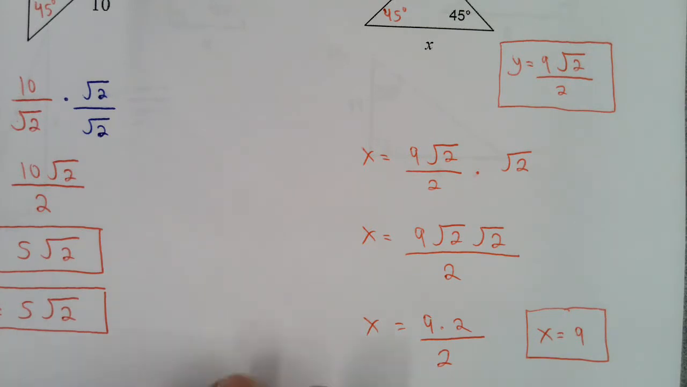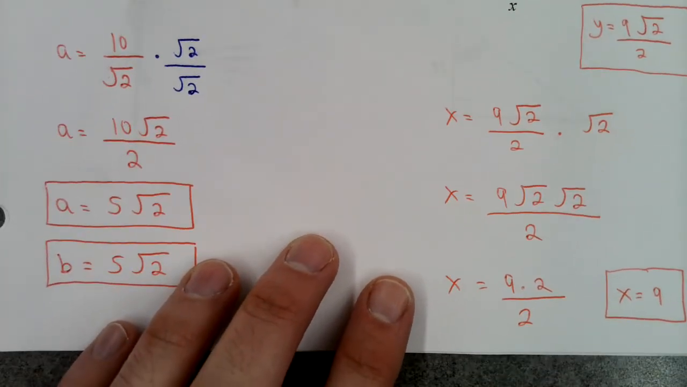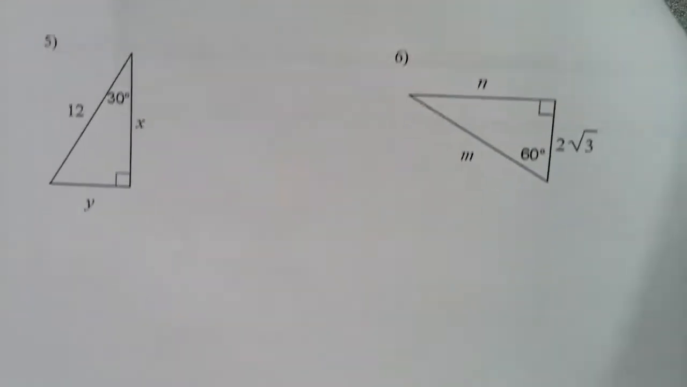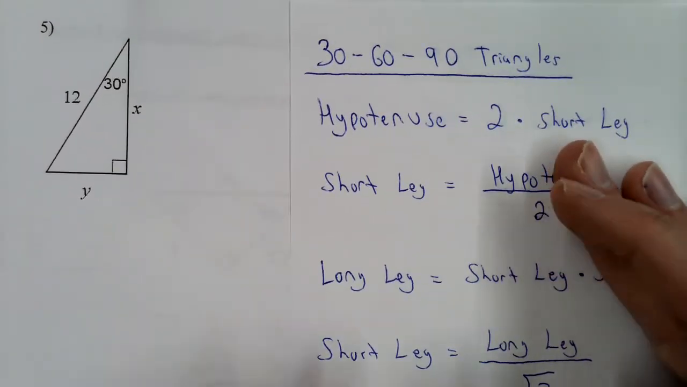Okay. So numbers 1 through 4, those are 45, 45, 90 triangles. And now numbers 5 through 8, these are all going to be 30, 60, 90 triangles. So for these, we have these 4 shortcuts.